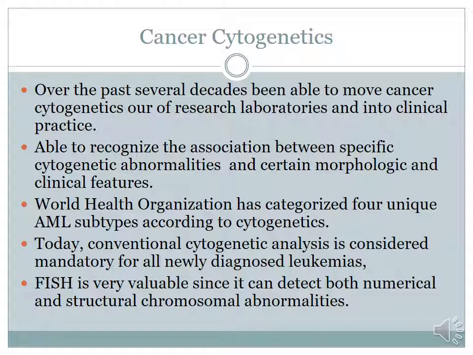Over the past several decades, we have been able to move cancer cytogenetics out of research laboratories and into clinical practice. We're able to recognize today the association between specific cytogenetic abnormalities and certain morphologic and clinical features. In fact, the World Health Organization has categorized 4 unique AML subtypes according to cytogenetics. Today, conventional cytogenetic analysis is considered mandatory for all newly diagnosed leukemias. FISH is very valuable since it can detect both numerical and structural chromosomal abnormalities.